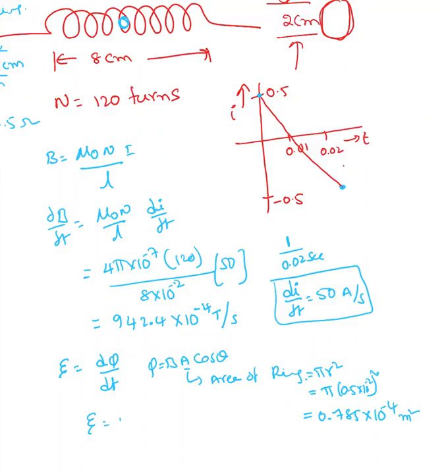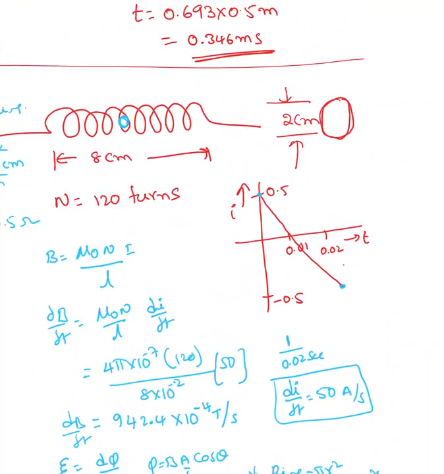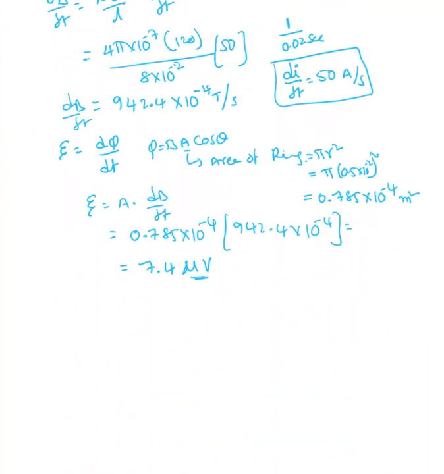Now this area is constant. Can I write E equal to area times dB by dt? I already have that dB by dt. If I substitute 0.785 times 10 to the power of minus 4 times 942.4 times 10 to the power of minus 4, that will give you the induced EMF. So the induced EMF is 7.4 microvolt. Now the question he's asking about is what is the current flowing inside this ring? So current I equal to E over R. E is 7.4 micro, R is 0.5. That value is 15 microampere. That's the current passing through that ring.